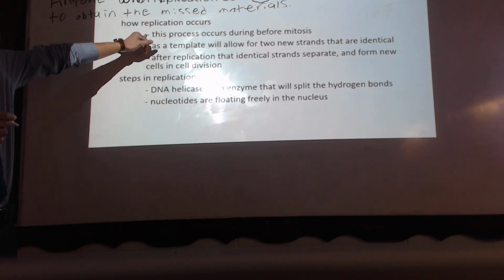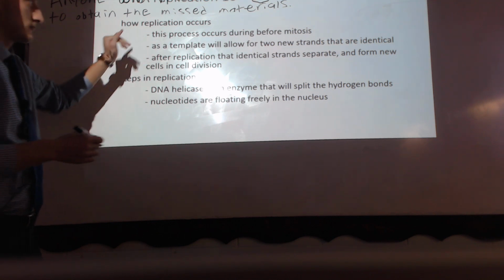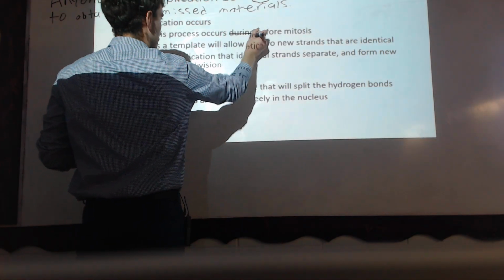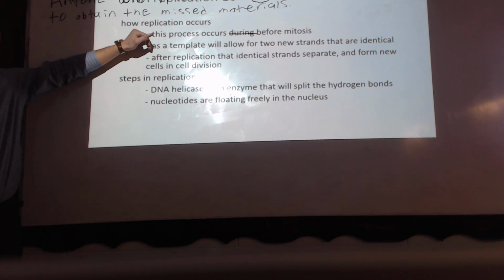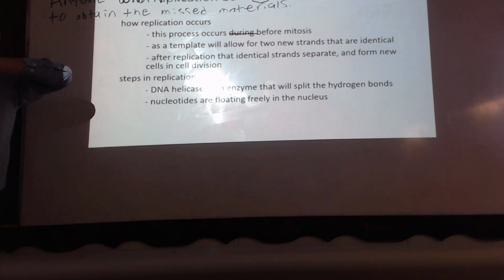All right. How replication occurs. So this process occurs before mitosis. As a template, it will allow for 2 new strands that are identical. After replication, the identical strands separate and form new cells in cell division. So, can somebody explain to me in their own words what this means? Does that mean Fortnite? Replication occurs before mitosis. Yes, replication occurs before mitosis.